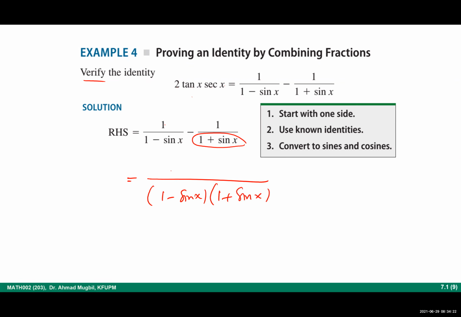Now this will be multiplied by this, so it will be 1 plus sine x minus this multiplied by this. Don't forget the negative here, be careful. Here we have minus, this is the minus. Now 1 multiplied by 1 minus sine x.